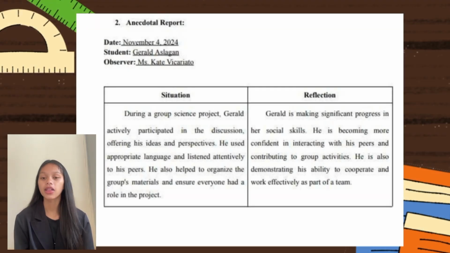For example, this is our anecdotal report. Date, November 4, 2024. Student, Gerald Aslagan. And then the observer, Ms. Kate Vicariato. The situation is that during a group science project, Gerald actively participated in the discussion, offering his ideas and perspectives. He used appropriate language and listened attentively to his peers. He also helped to organize the group materials and ensure that everyone had a role in the project.